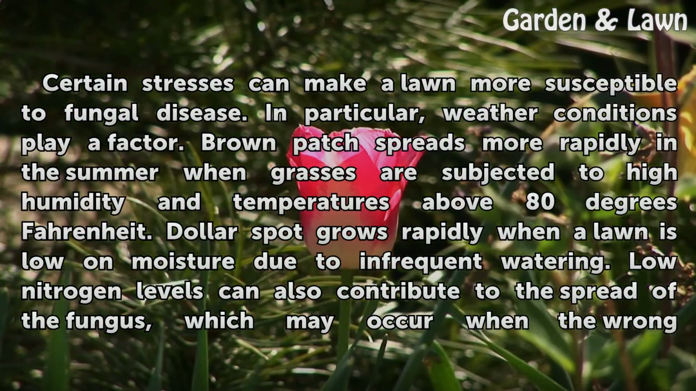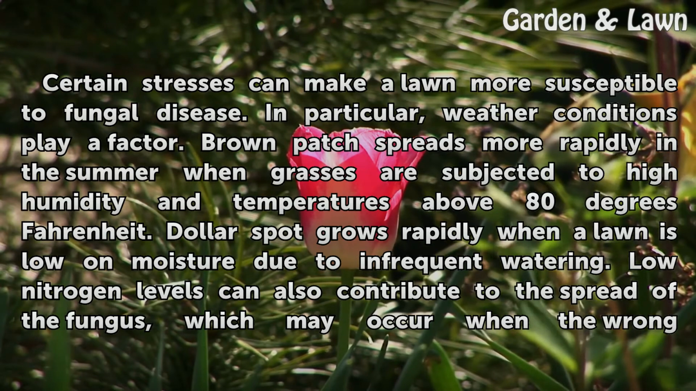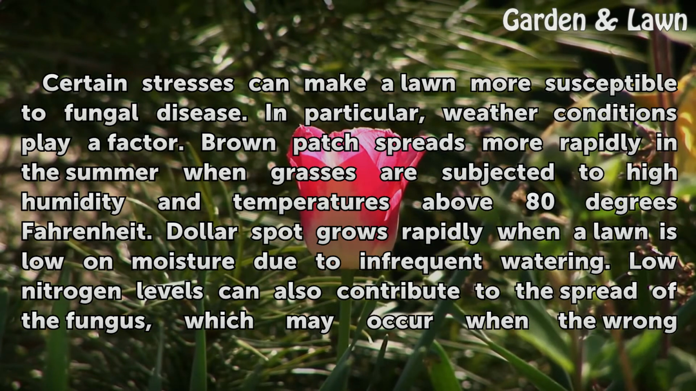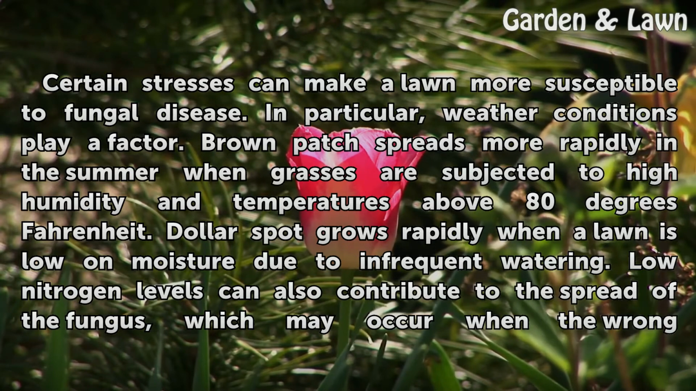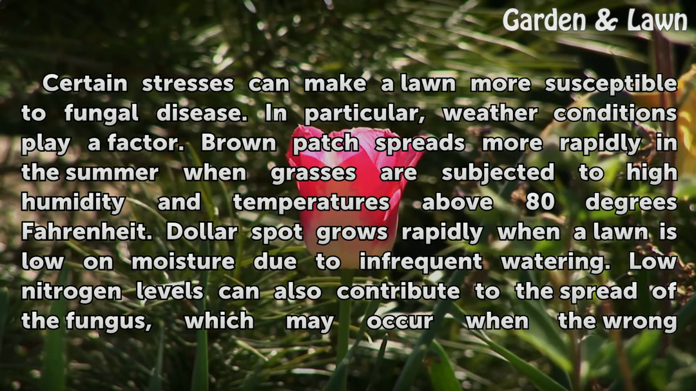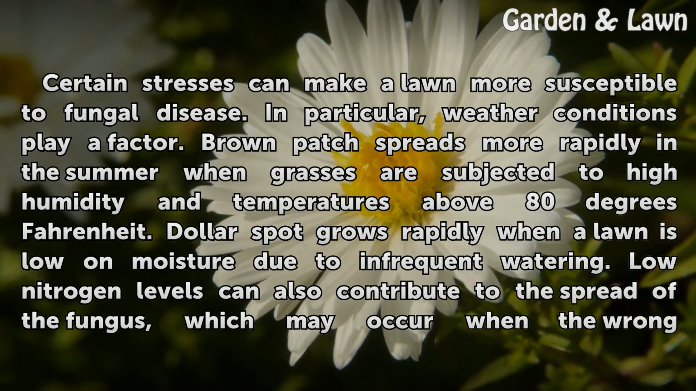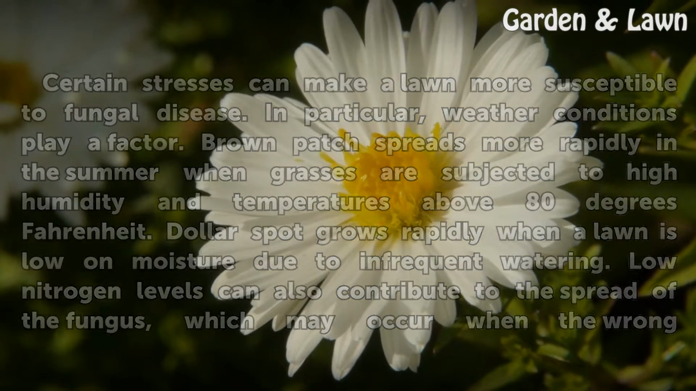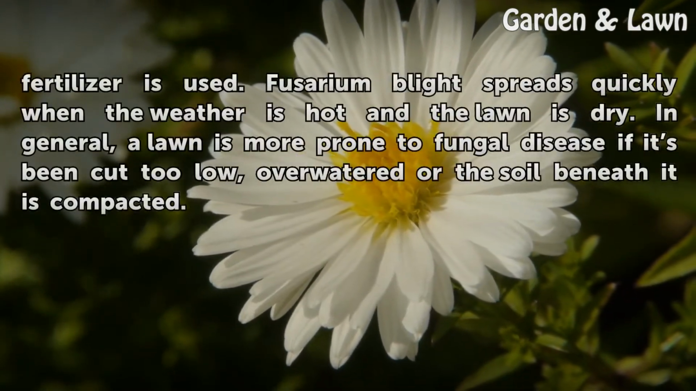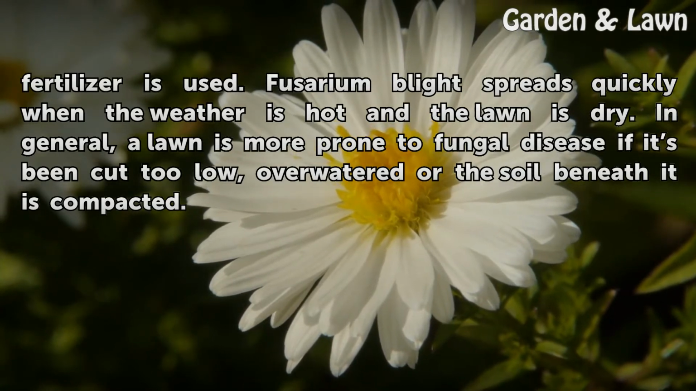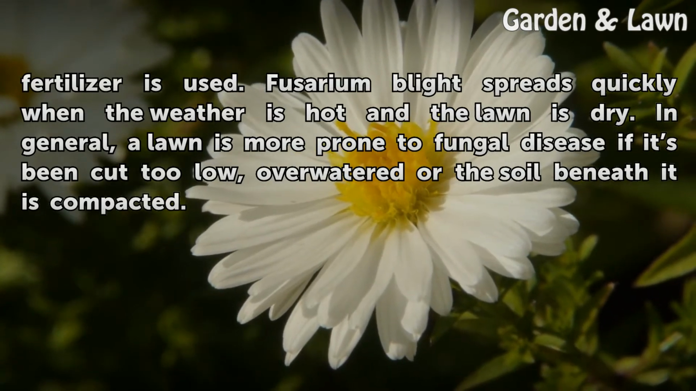Certain stresses can make a lawn more susceptible to fungal disease. In particular, weather conditions play a factor. Brown patch spreads more rapidly in the summer when grasses are subjected to high humidity and temperatures above 80 degrees Fahrenheit. Dollar spot grows rapidly when a lawn is low on moisture due to infrequent watering. Low nitrogen levels can also contribute to the spread of the fungus, which may occur when the wrong fertilizer is used. Fusarium blight spreads quickly when the weather is hot and the lawn is dry.